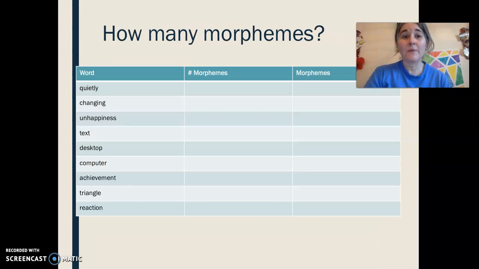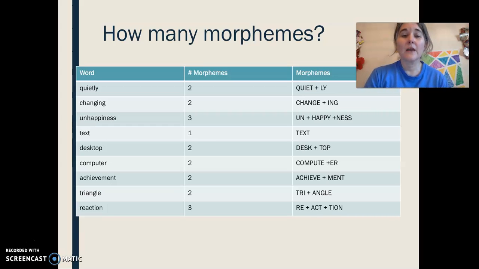So take a moment and go through these words and count how many morphemes you have, and try to identify which morphemes they are. What are the morphemes? If you pause the video, then you can come back and I'll go over them on the next slide.